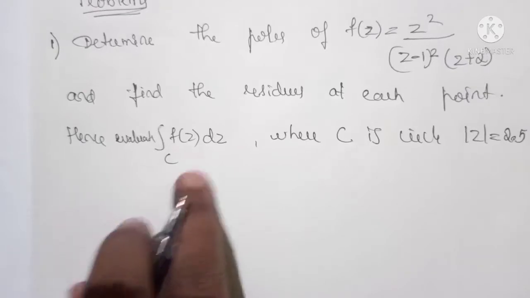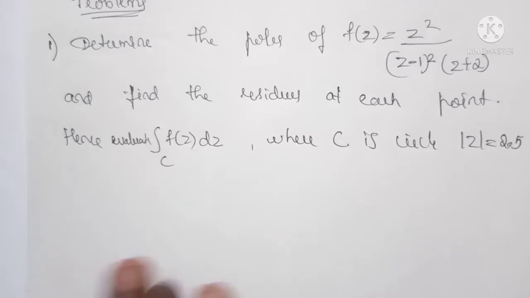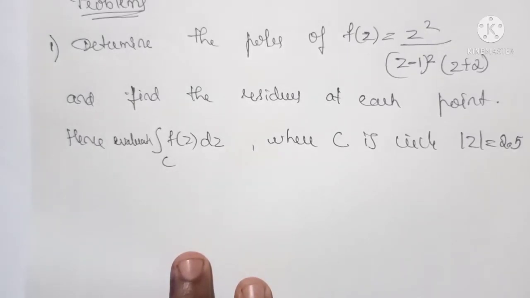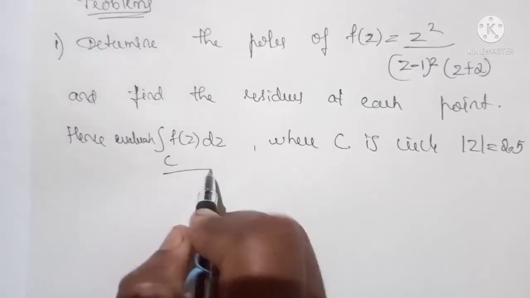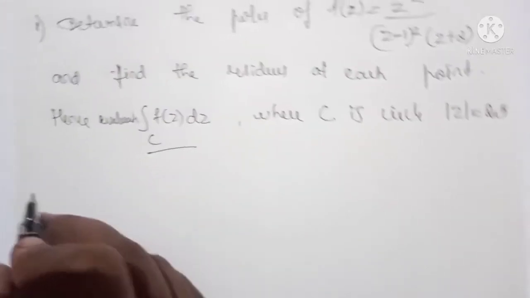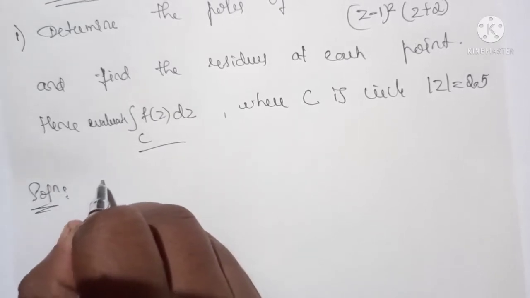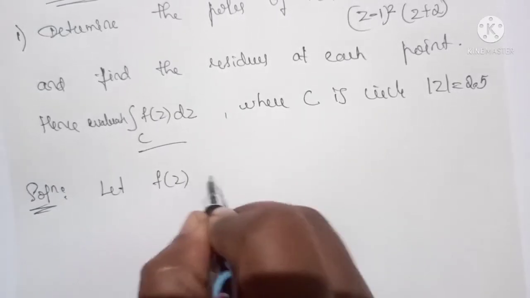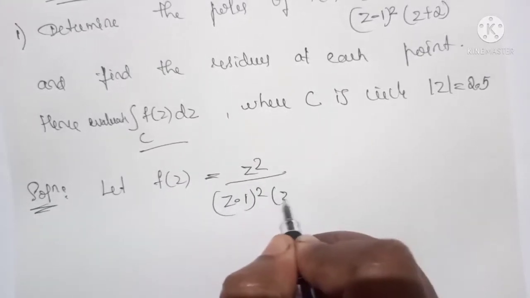So by using Cauchy's residue theorem, they may mention it or not. Solution: first we determine the poles, that is we find the points of singularity, then the residues at each point, then we take the sum of all the residues to get this integral, by using Cauchy's residue theorem. Solution: let f of z equal z square divided by (z minus 1) whole square (z plus 2).